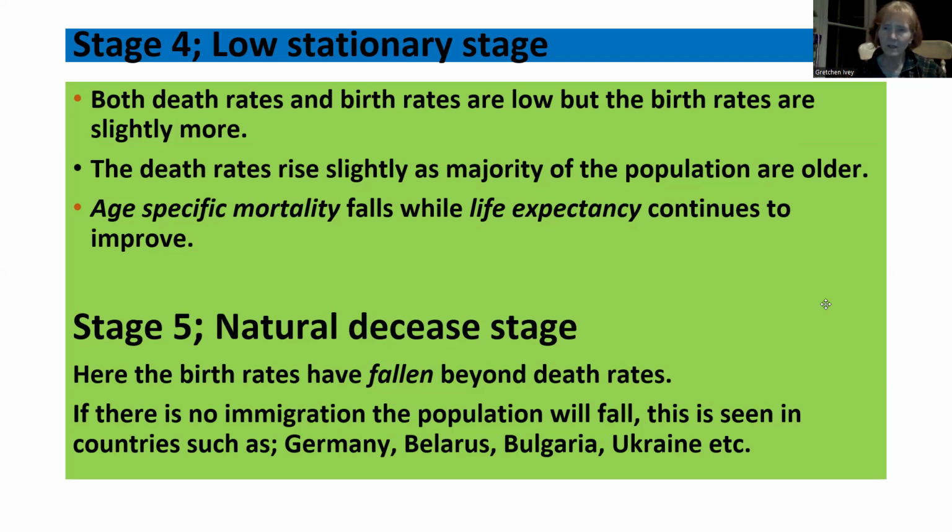Okay, and then you get to stage 5, which is a natural decrease stage. Populations start to go down. So here the birth rates have fallen beyond the death rates. If there is no immigration, the population will fall. This is seen in countries such as Germany, Belarus, Bulgaria, and Ukraine.